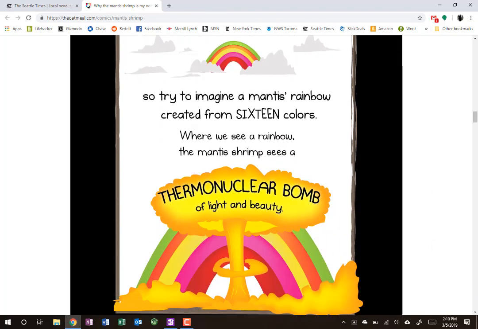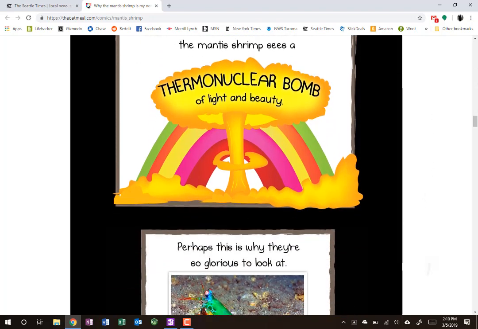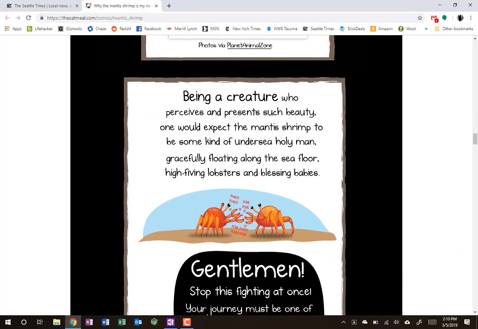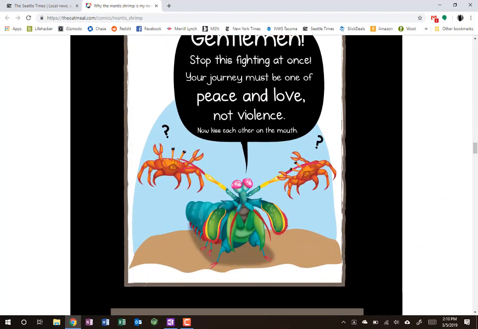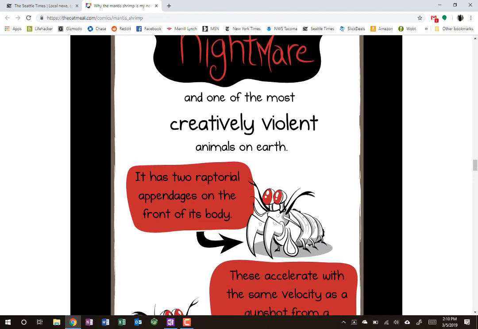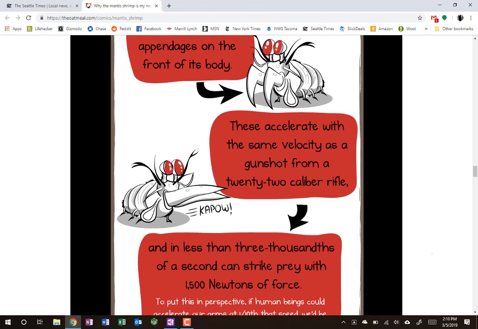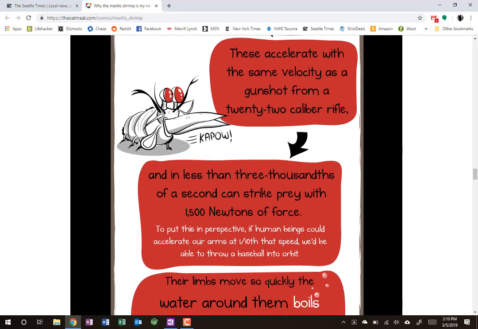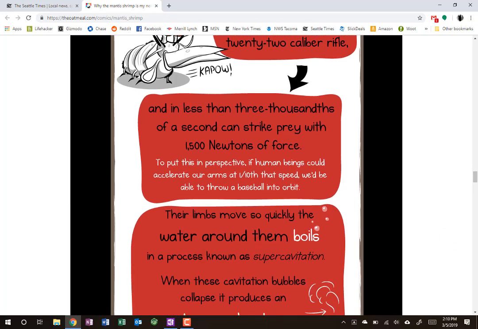And then it goes on talking about a thermonuclear bomb of light and beauty. And then the cool thing is, if you look at these, they're super colorful, but they're also crazy violent. So you can't actually get these in a fish tank. You can, but you have to get a special fish tank because they can bust their way through glass. So basically the way that they kill their prey is, I don't know if punching is the right word, but they can shock them with a huge force of energy and then eat them after that.